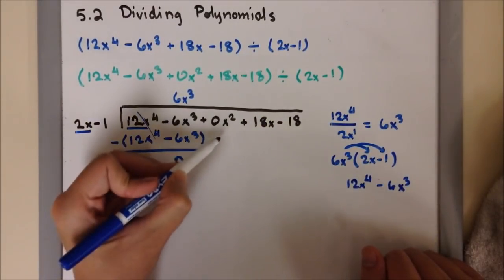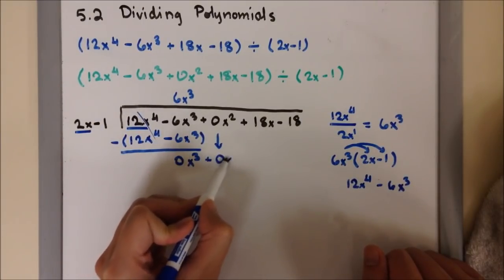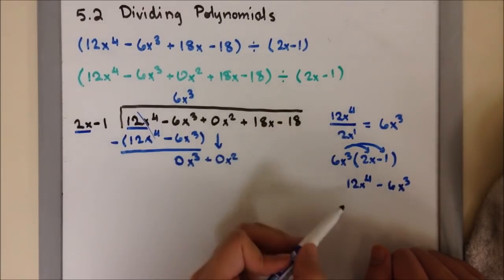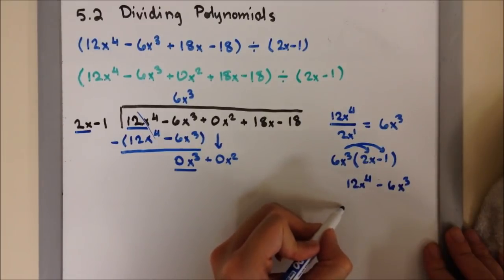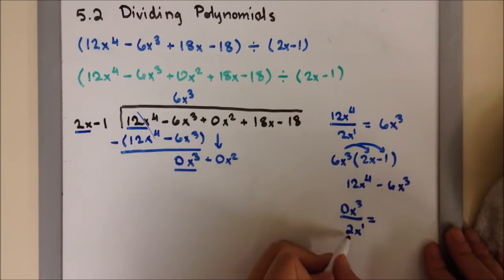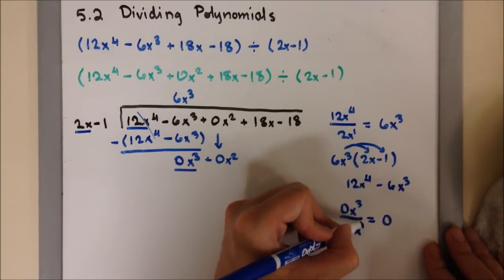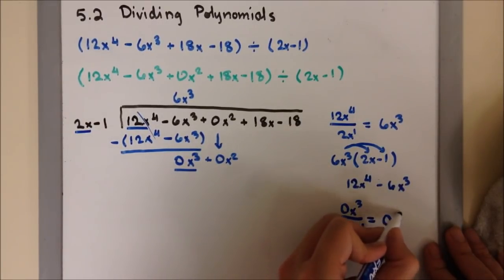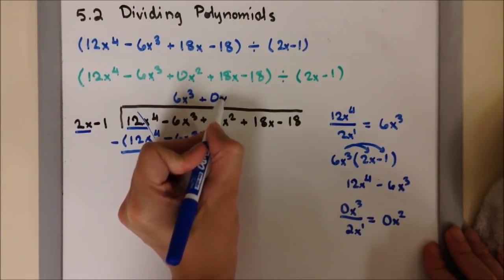When I finish combining these two, I'm going to bring down my next term. So plus 0x squared. And then I'm going to repeat the process. So I underline 0x to the 3rd. So 0x to the 3rd divided by 2x to the invisible 1 power. 0 divided by 2 will be 0. X to the 3rd divided by x to the 1 power, I'm going to subtract the exponents. So it's going to be x squared. I'm going to put plus 0x squared.